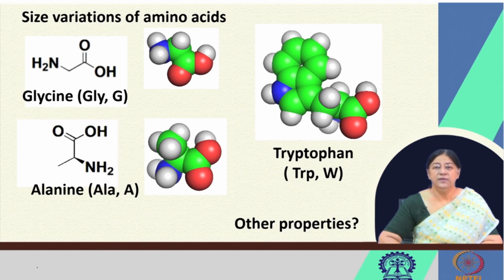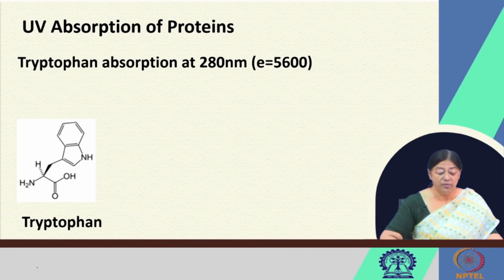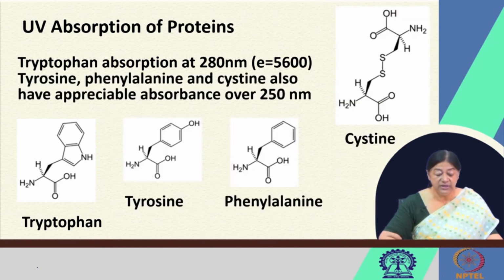But what are the other properties that are going to be important here? The first thing that comes to mind is the UV absorption of proteins. When we looked at UV absorptions of amino acids and we tried to understand what important factors were involved, we looked at tryptophan absorption and found out that this had the highest extinction. In addition to this, there was tyrosine, phenylalanine and cysteine that also had appreciable absorbance above 250 nanometers.